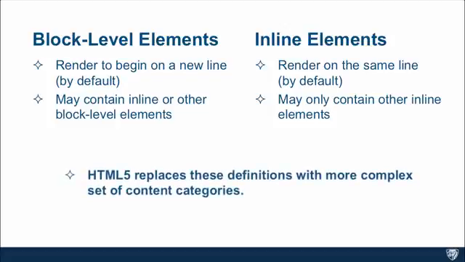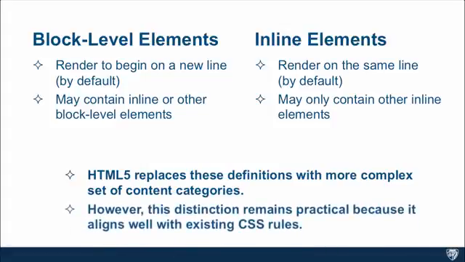Now, I told you that HTML5 really replaces these definitions with a more complex set of content categories. So why are we going over them now? Well, the reason is that this distinction between block level elements and inline elements remains pretty practical because it aligns very well with still existing CSS rules. So even though HTML5 came up with new content model names and new subcategories, and a new way to break them down, at the end of the day, as far as your coding is concerned, you could still look at all of these as block level elements and inline elements. Obviously it's a little bit of an oversimplification, but it works.